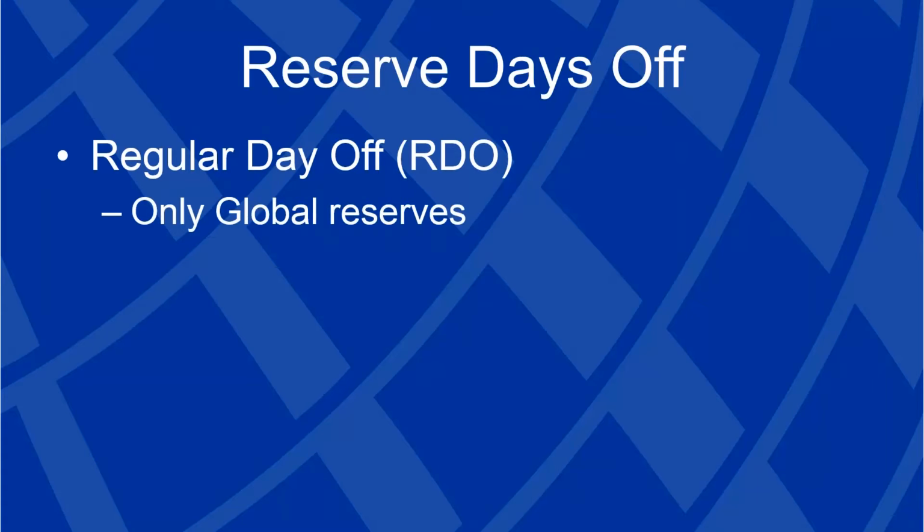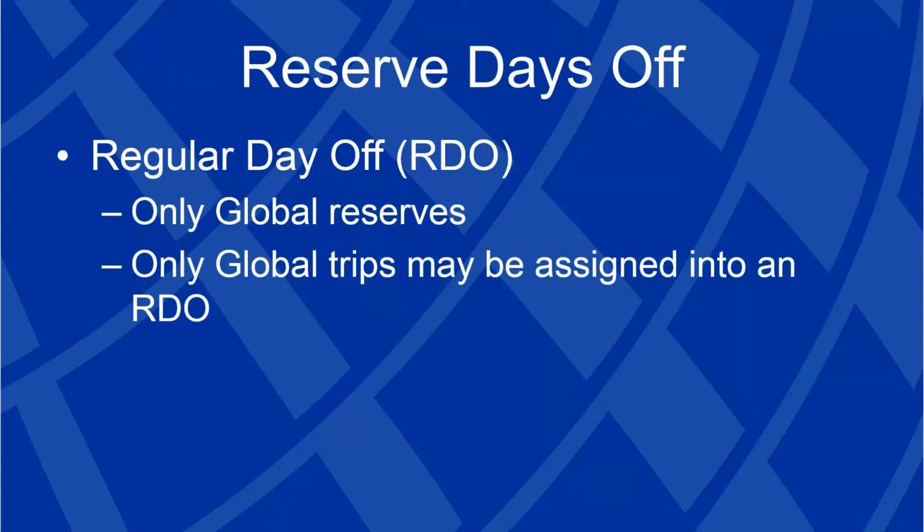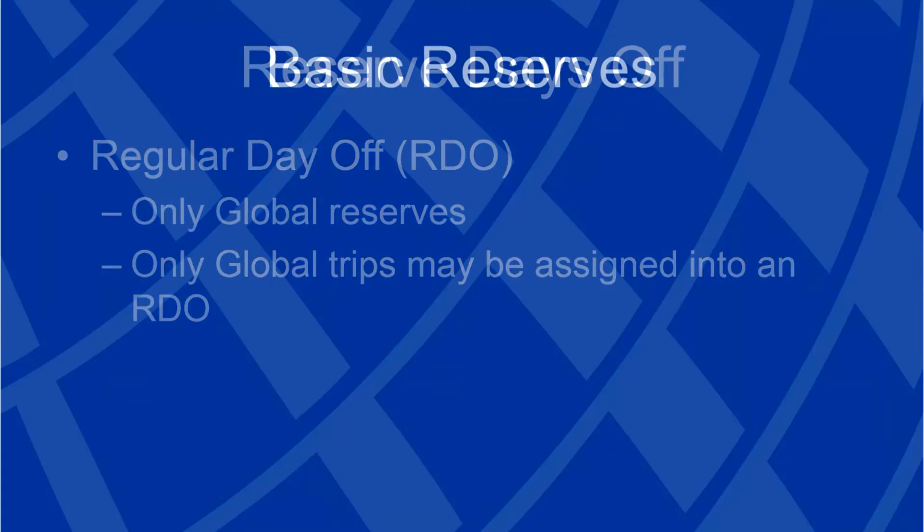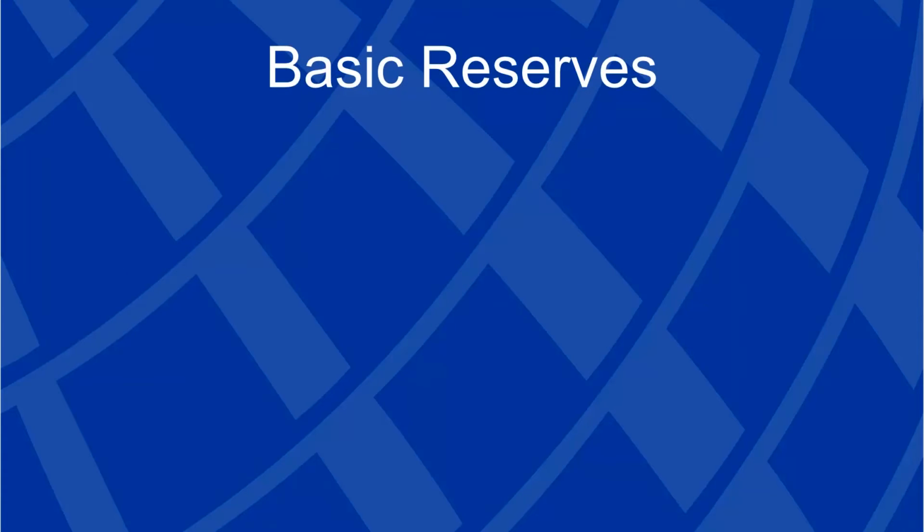The final type of reserve day that will be awarded is an RDO, or Regular Day Off, and this type of reserve day off will only appear on global reserve schedules. An RDO may be disrupted for the assignment of a global trip only. Now, let's take a look at how these days will be awarded.